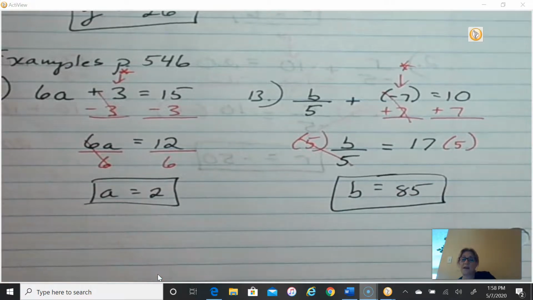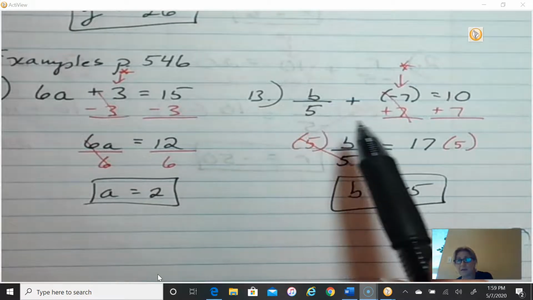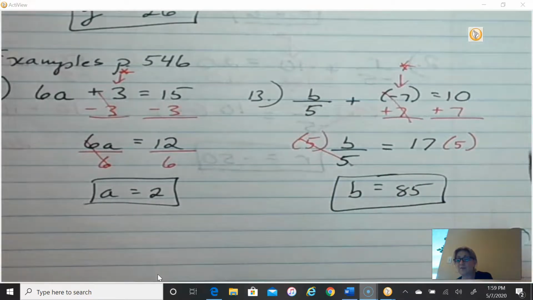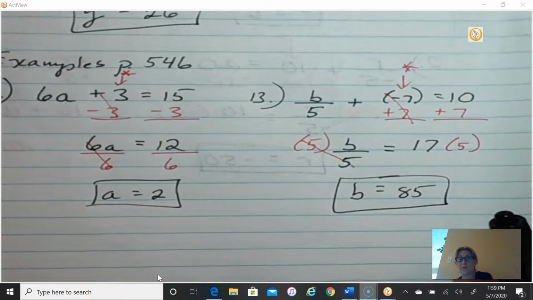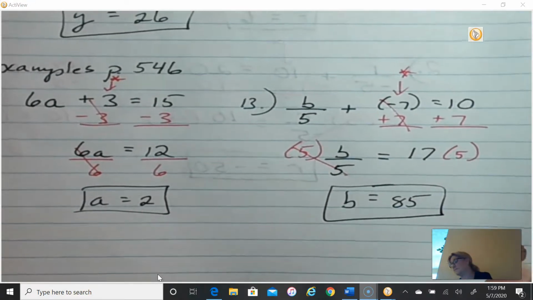Hopefully you got it right. Guys, again, off to the side, you can go back and check. You can put that 85 up there, divide, then add -7, you should get 10. If you do, and when you check, you must do order of operations.